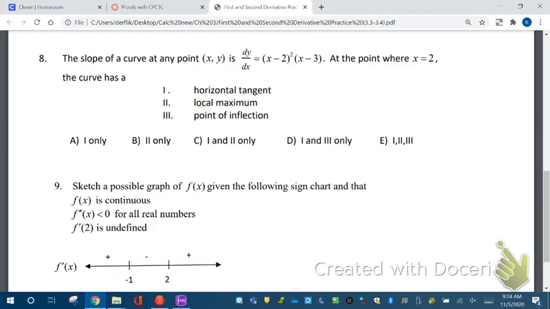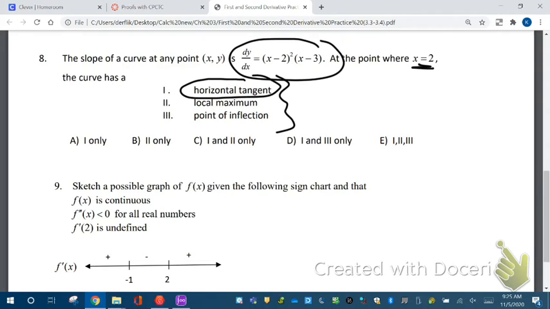Okay, skipping to number 8. This is a very typical AP multiple choice type question. We want to know if the original function has these things at 2. Well, does it have a horizontal tangent? That would be when the derivative is 0. But this is the derivative already.